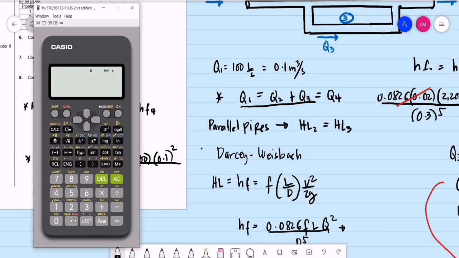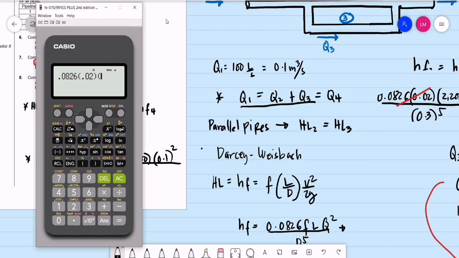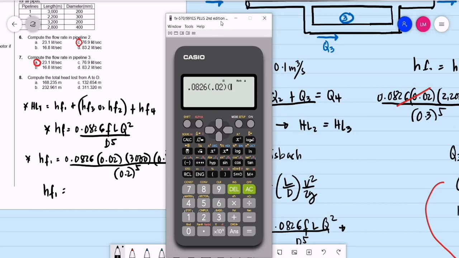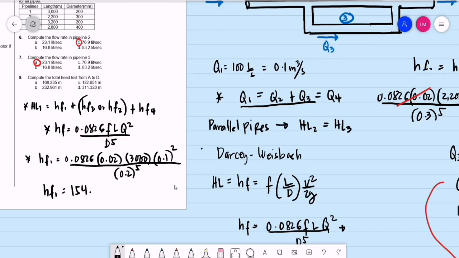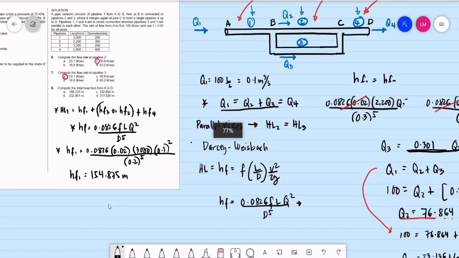We have head loss number 1. That is 0.0826 multiplied by 0.02. We have its length equal to 3,000 meters. Multiplied by the discharge, that is 0.1 squared. This is divided by the diameter, 0.2 raised to 5. Head loss number 1 is 154.875 meters. Well, that is for pipeline number 1. So we proceed to pipeline number 2.